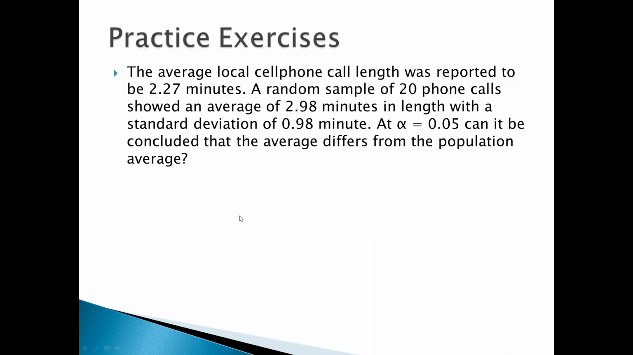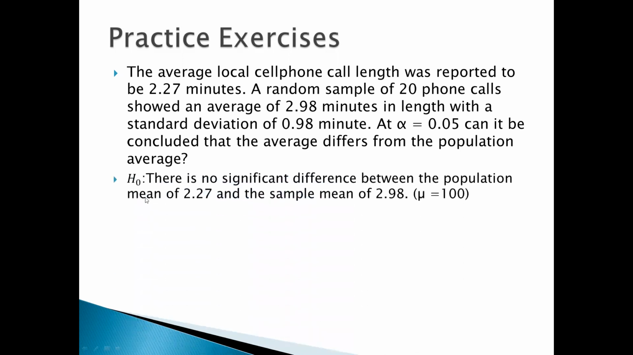Okay, next item. So the average local cell phone call length was reported to be 2.27 minutes. A random sample of 20 phone calls showed an average of 2.98 minutes in length with a standard deviation of 0.98 minutes. At an alpha of 0.05, can it be concluded that the average differs from the population average? So this average pertains to the sample average of the 20 phone calls.